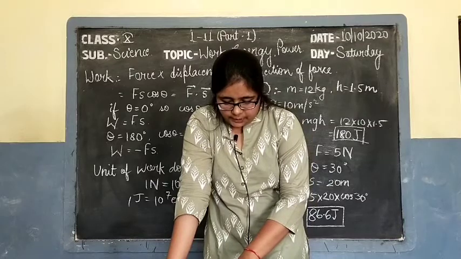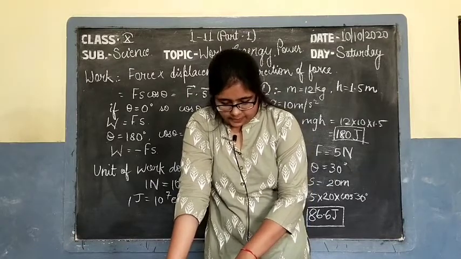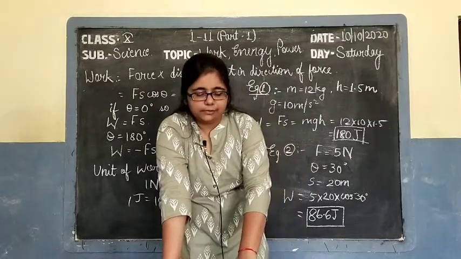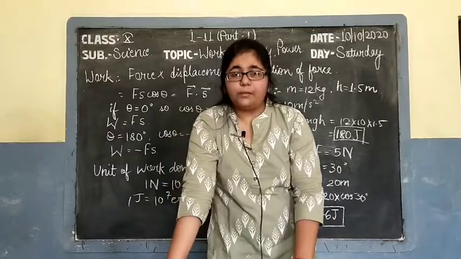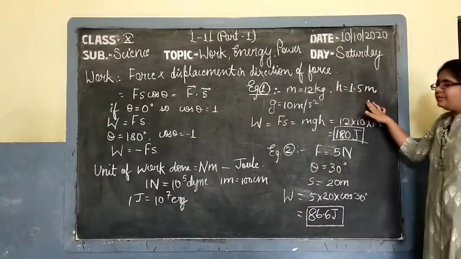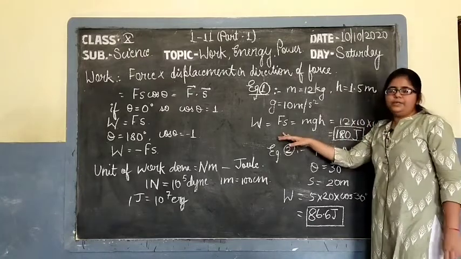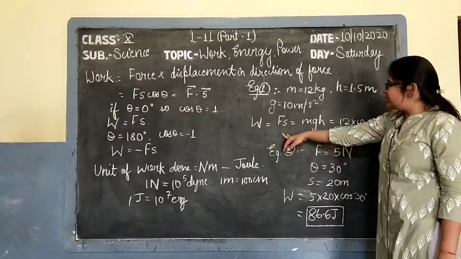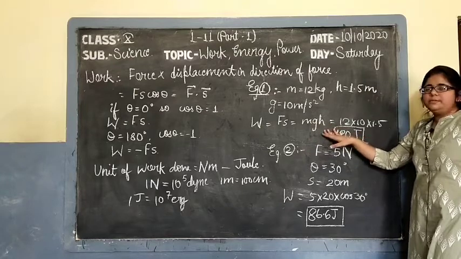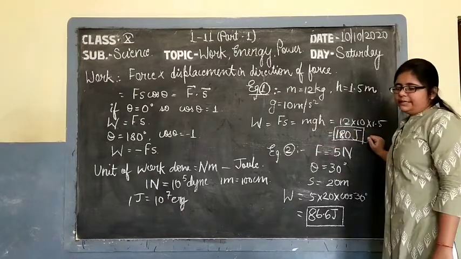During a tour you lift a bag of 12 kg from the ground to your back at 1.5 meter height. Calculate the work done, assuming that g is equal to 10 meter per second square. So mass is given in this question, and the height, that is the displacement from the lowermost part, 1.5 meter, is given. Then the work done will be force times displacement. Force will be mg, due to gravity the weight will be mg, and the displacement will be the height to which it is lifted. Then the work done will be 180 joule.